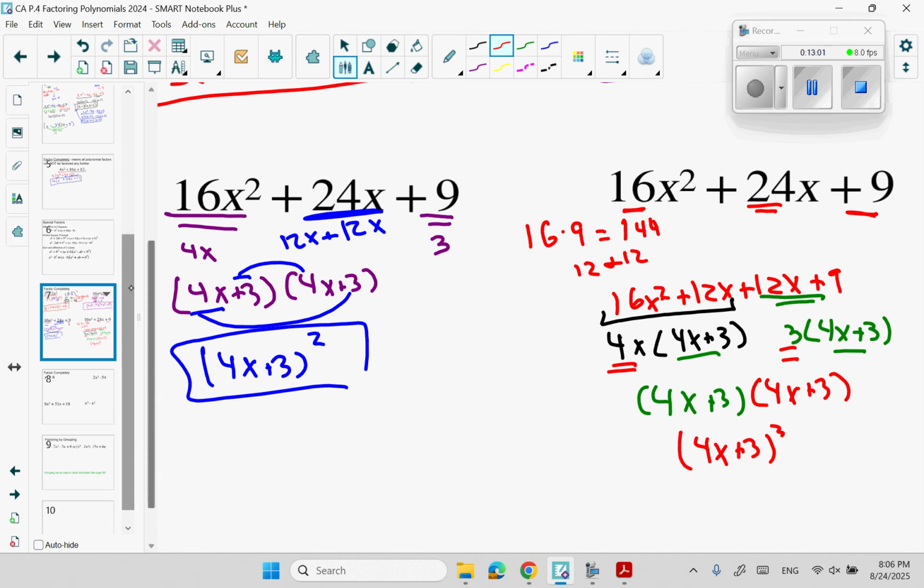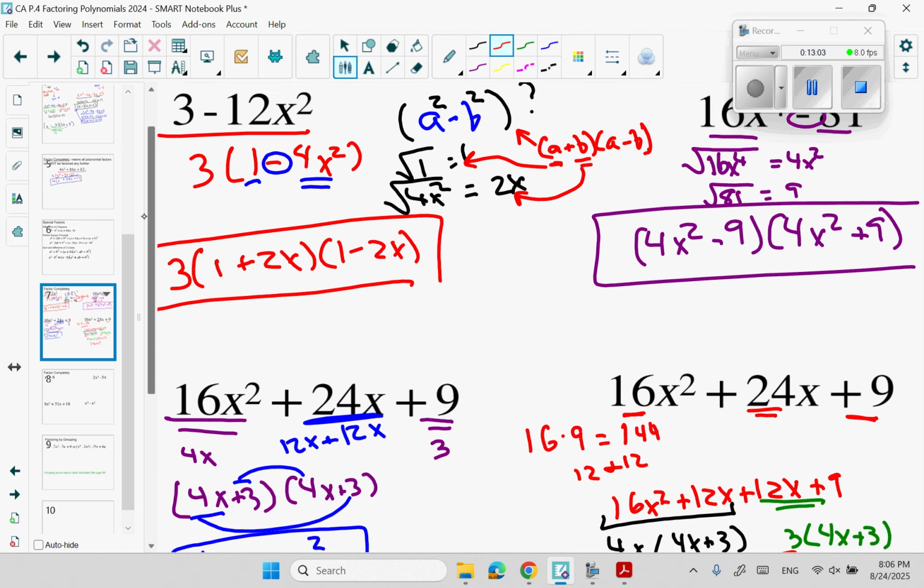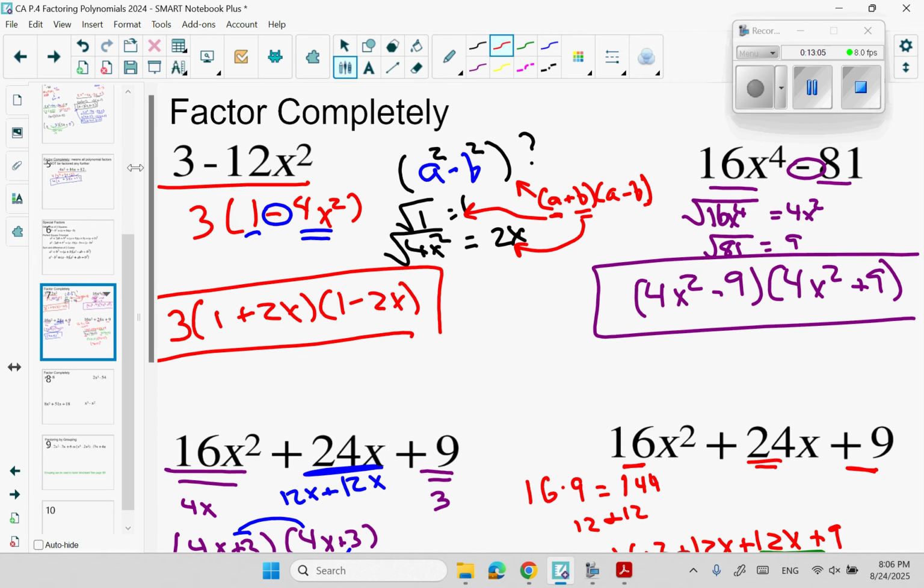Sometimes if you can just recognize patterns, it's a little easier. For example, if you didn't recognize patterns on this second one, 16x to the fourth minus 81, you could have 16x to the fourth plus 0x minus 81 and factored it traditionally. You would just notice that instead of x to the fourth, this should be x squared. This would be x to the fourth, so I'd have to have x squareds here, and then I have to find numbers that multiply to 16 and that multiply to this 81.